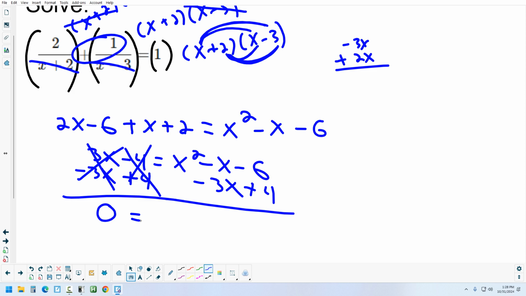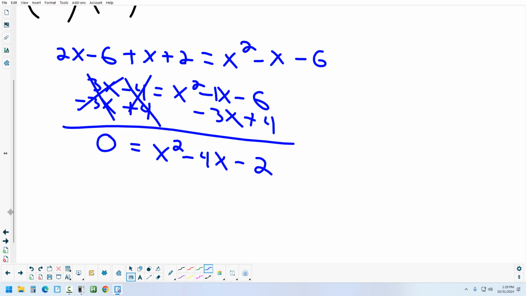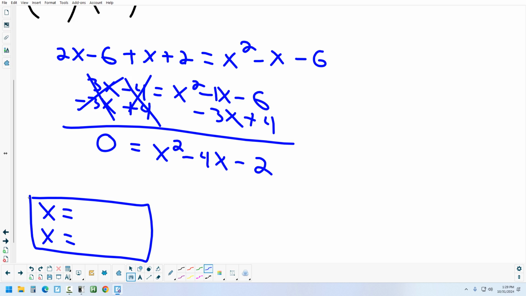Okay. Are we doing anything to the x squared? No. How about negative 1x plus negative 3x? Negative 4x. And what's negative 6 plus 4? Negative 2. Is that your answer? Well, we have to solve. If you haven't got x by itself yet, then no, you don't have an answer. So you have to factor it. Yeah, we could try factoring.